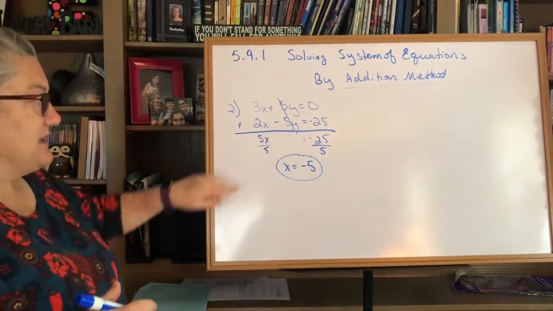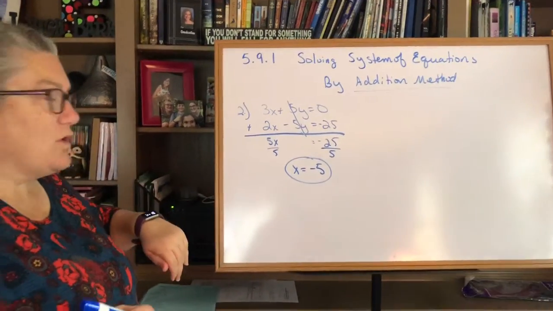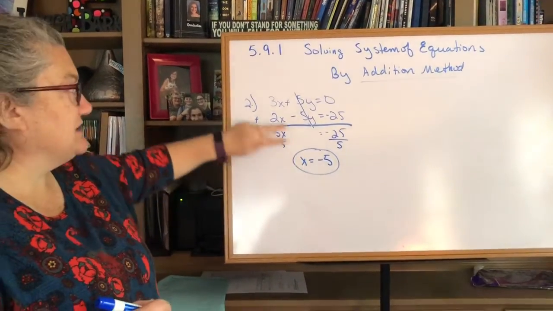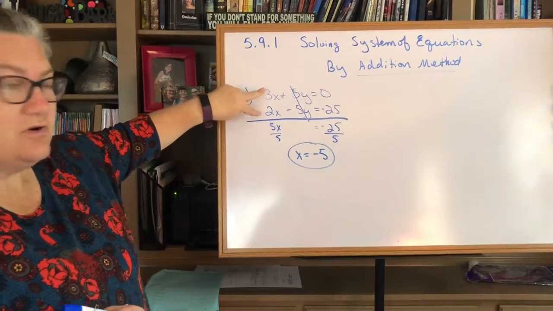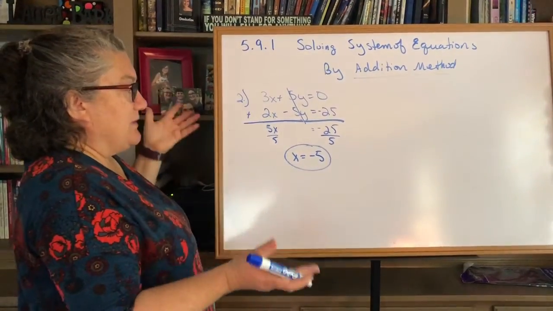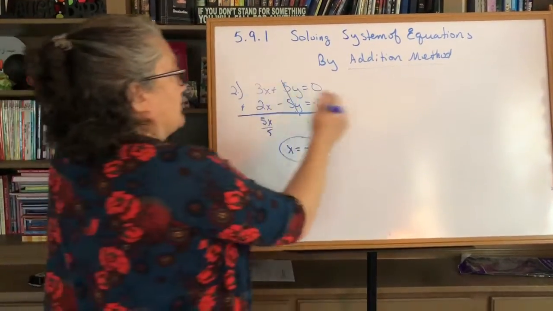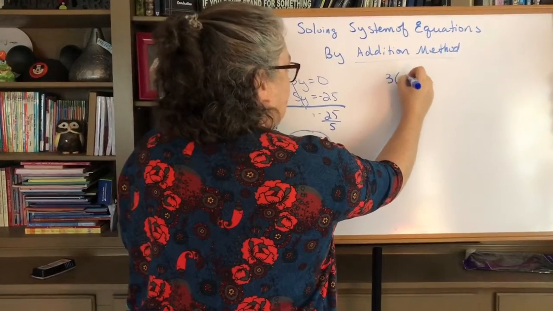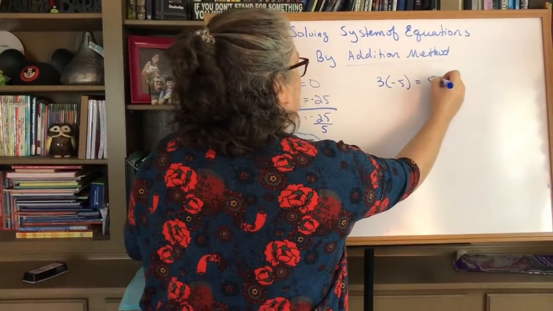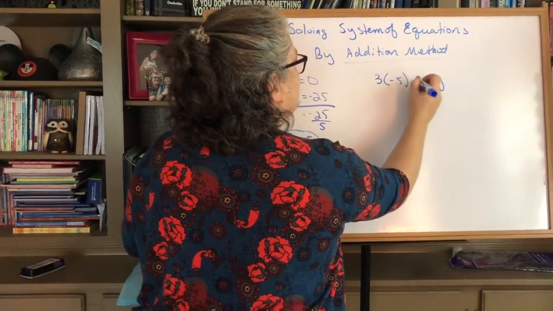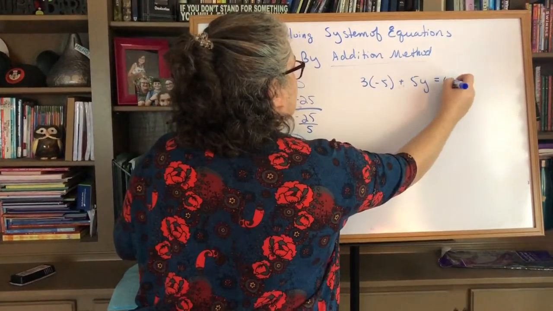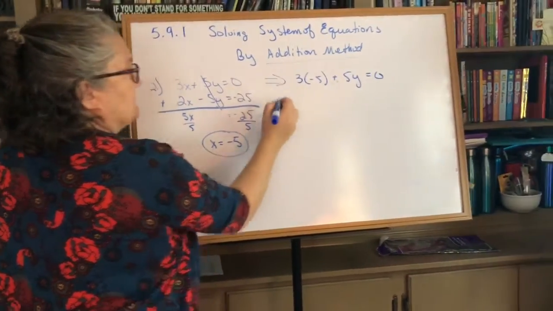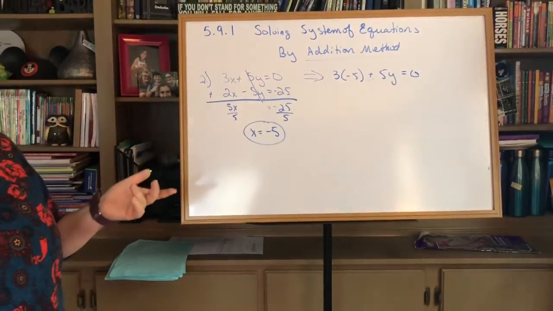Now the next step, I think we're on step 4 now, says that once we solve this, we plug this back into either of the original equations. It doesn't matter which one you pick, you just pick one and you put it in there. So I'm going to go with just the first one. 3 times -5 plus 5y equals 0. So I just took this first equation and plugged in what we know for x.